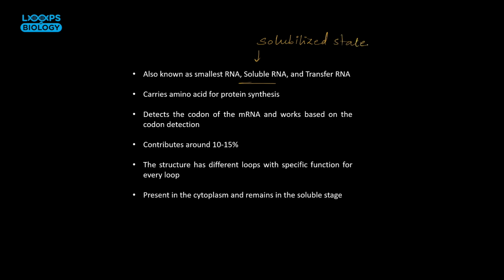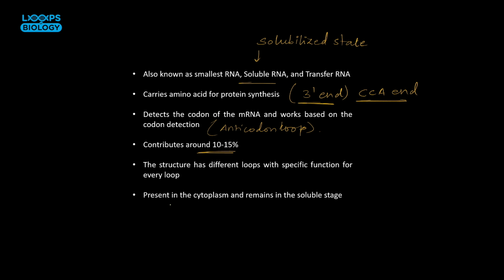It is the smallest, soluble and transfer RNA because it remains in a solubilized state. All right. It carries amino acids for protein synthesis from the 3' end of the structure, which is also called CCA. It detects the codon of mRNA through the anticodon loop, and it is around 10 to 15% of the total RNA. The structure has different loops with specific functions, which we covered in the earlier slide. If you are not remembering it, please go back and check that slide again.